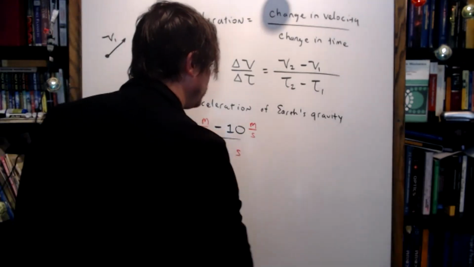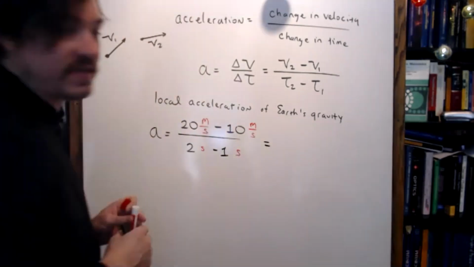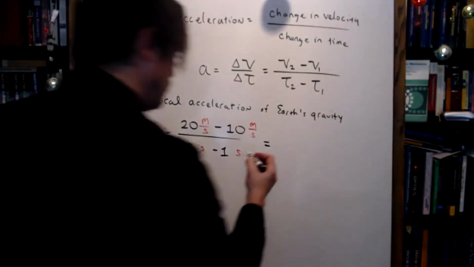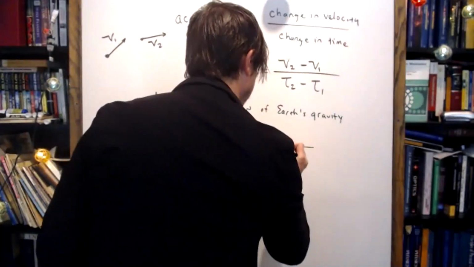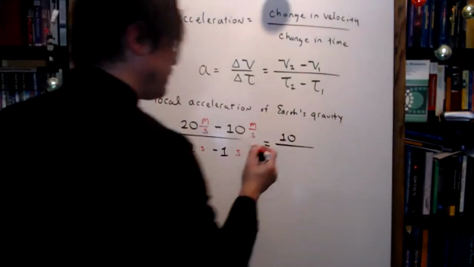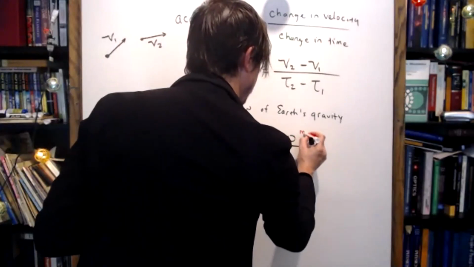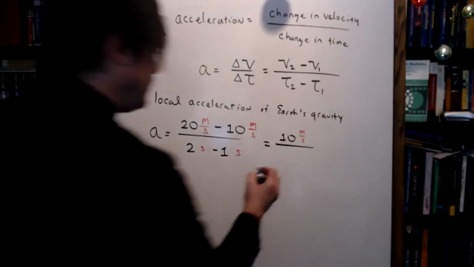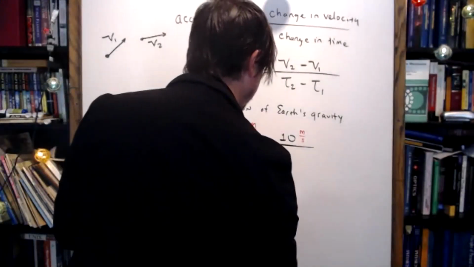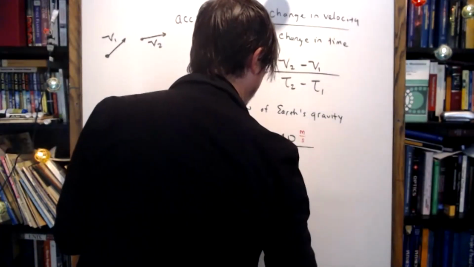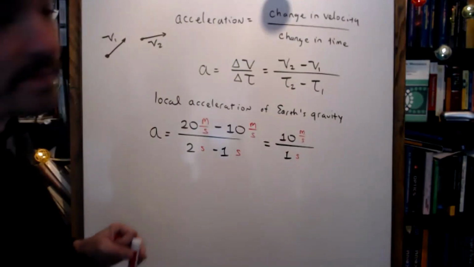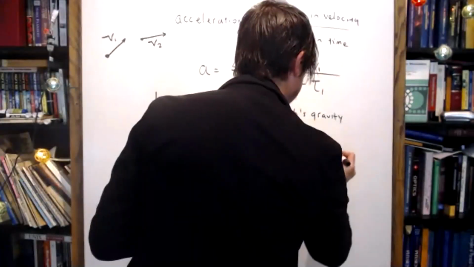And I'm going to do the tough part here. I'm going to do the math because I know everybody's afraid of math. I'm going to do 20 minus 10. That will give me 10. And they have the same units, so it's 10 meters per second. 2 minus 1 gives me, oops, sorry, 1 second. Now, if I do 10 divided by 1, that's just 10.